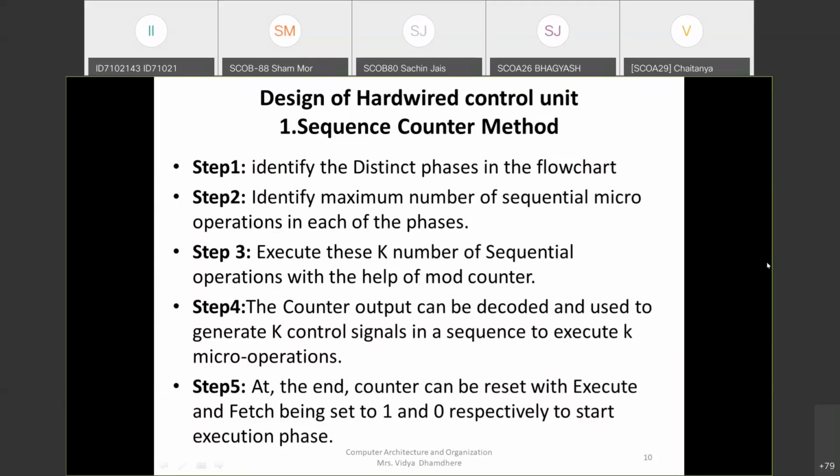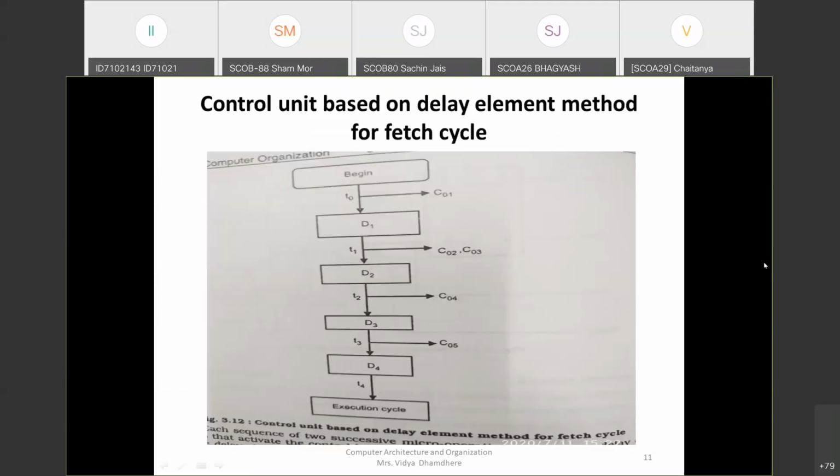Okay, thank you. Now we are moving to the next part. That is the second method, the delay element method, used for the hardware control unit. Now the hardware control unit based on the delay element mainly involves the phase cycle.